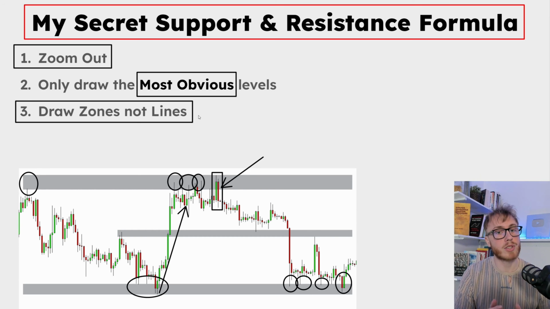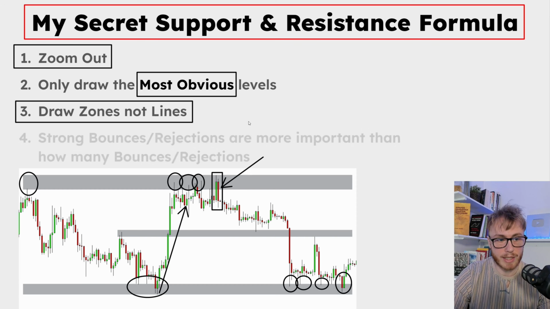Support and resistance levels will pretty much never be perfect levels, perfect lines on the chart. Most of the time they will be zones, so why not draw zones instead of drawing lines? And we will talk about later on in this video how we can draw our zones here correctly.